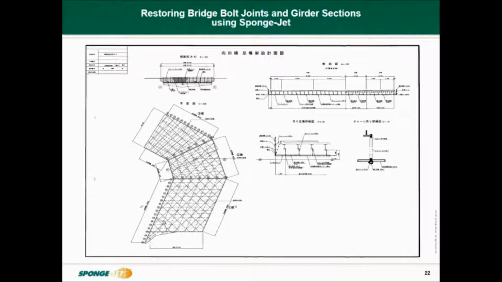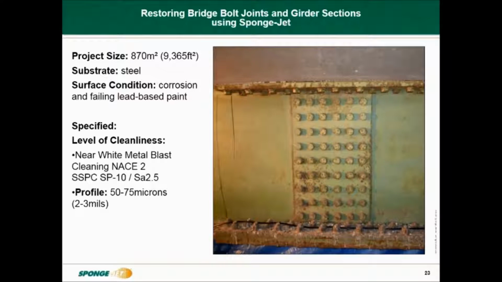Although the pictures don't show the complexity of the shape of the bridge, it did have a curve in it, and this added to the degree of difficulty in setting up at the same time. The project required some 870 square metres of surface area to be blasted to SA 2.5 and required a 50 to 75 micron profile. The inset picture is of the bolt joint or fang joint.